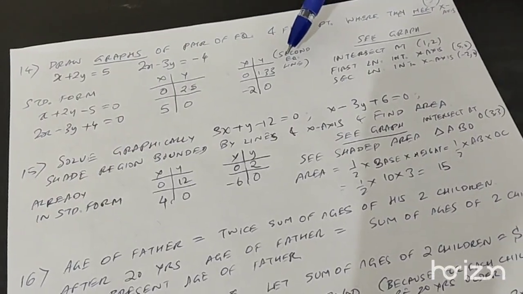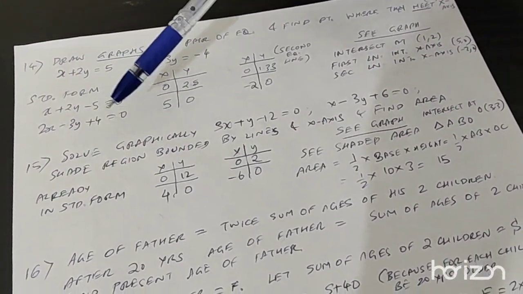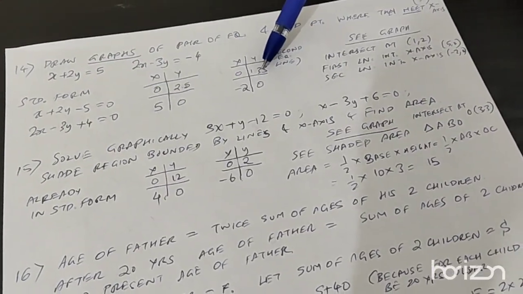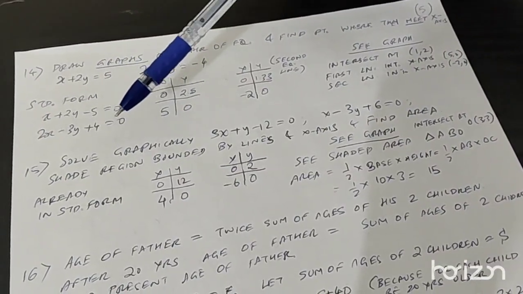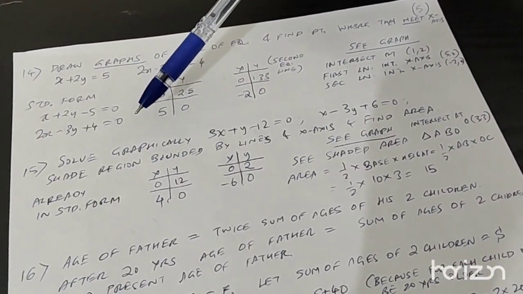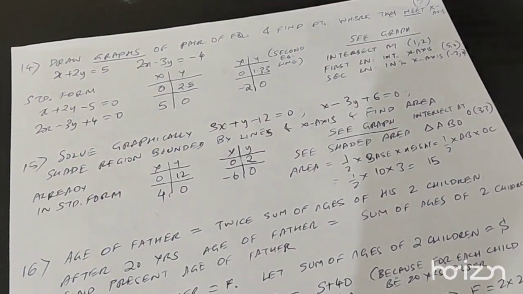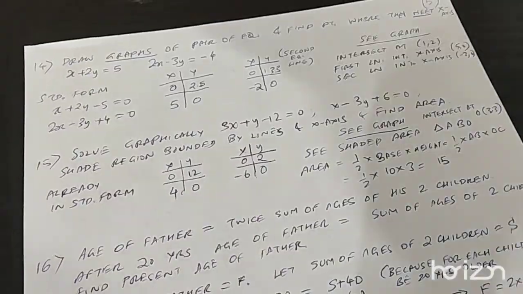Okay, similarly for the second line, when you put x is equal to 0, you'll get y is equal to 4 by 3, that is 1.33. Okay, and when you put y is equal to 0, you'll get x is equal to minus 4 by 2, that is minus 2. So utilizing these 2 points, you can plot the graph of the 2 lines. I'll show you the graph shortly.